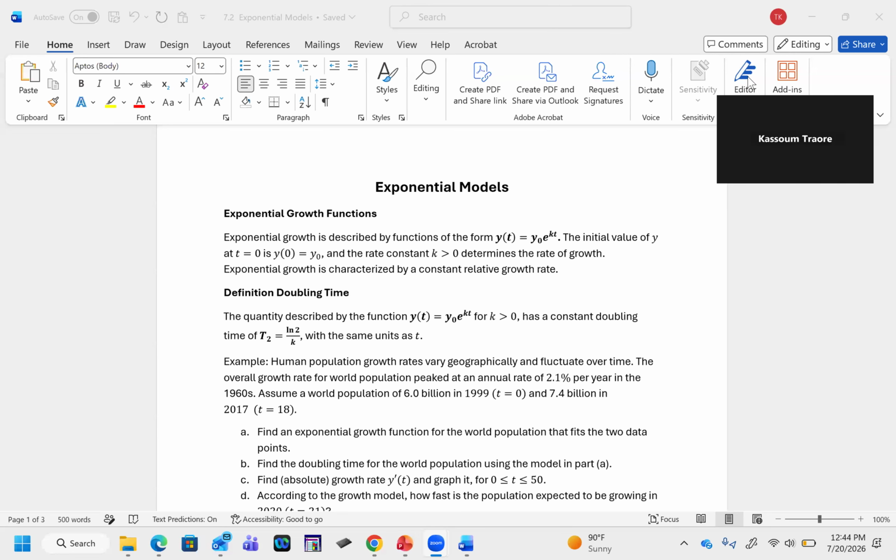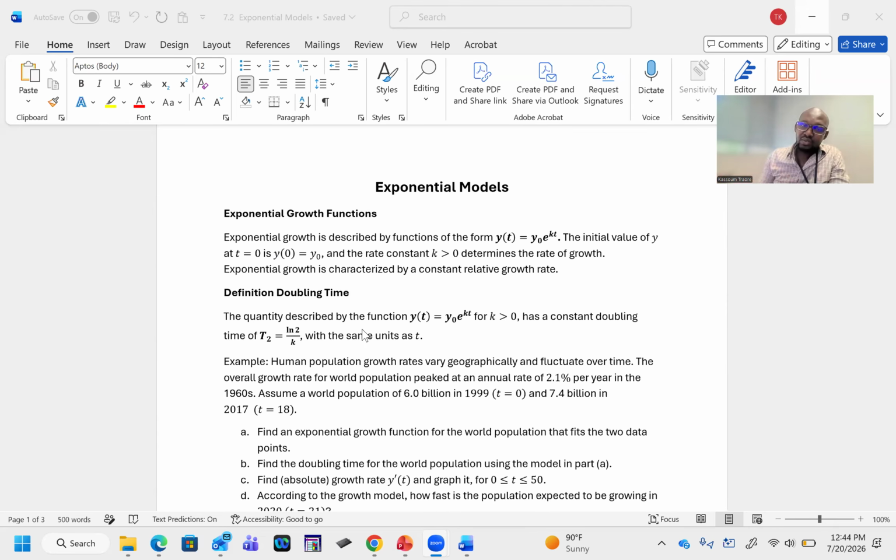Hello, welcome back. So for this section, we'll talk about exponential models. Exponential growth function. Exponential growth is described by functions of the form y(t) is equal to y sub 0 e to the power of kt. The initial value of y at t equal to 0 is y0. So y0 stands for the initial value, right? And the rate constant k, which is greater than 0, determines the rate of the growth.